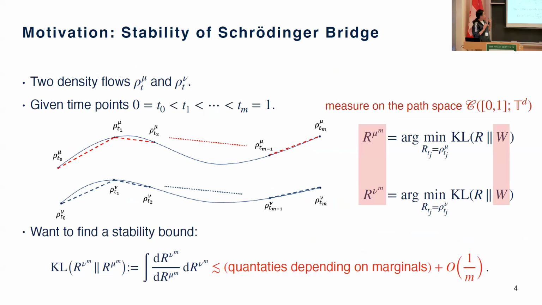We study this problem simply motivated by the stability of the multi-marginal Schrodinger bridge problem. So now we are given two density flows, rho mu and rho nu, and also a few time points from 0 to 1. Usually this density evolution is induced by a stochastic process. But in practice, we cannot observe anything of this stochastic process.